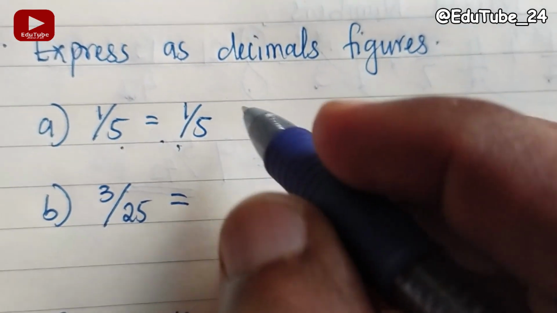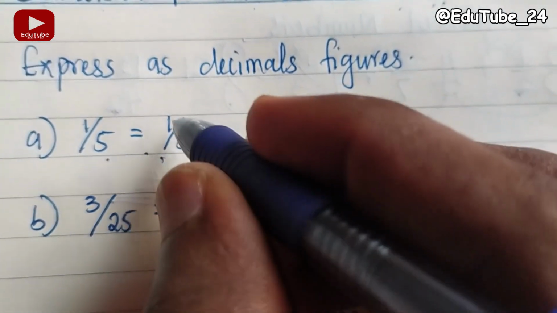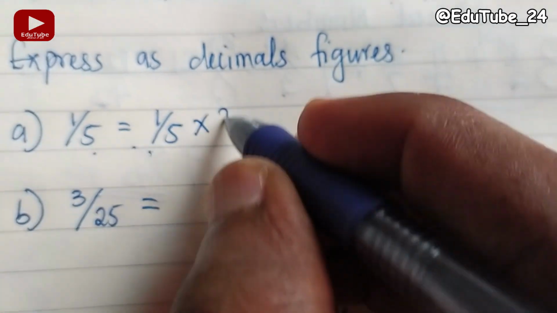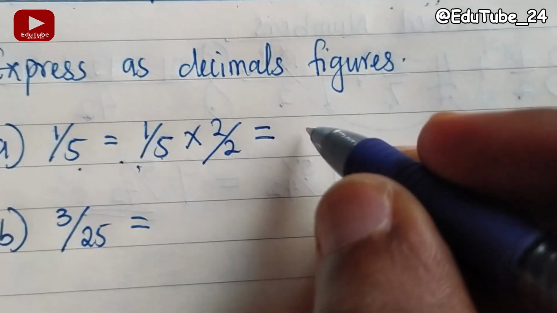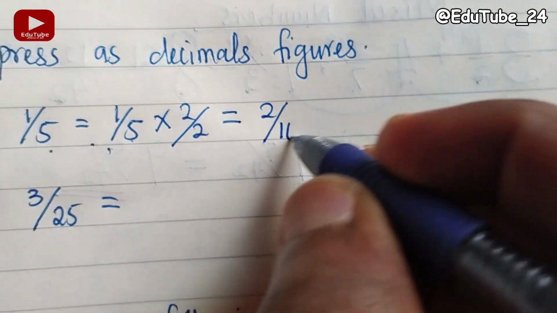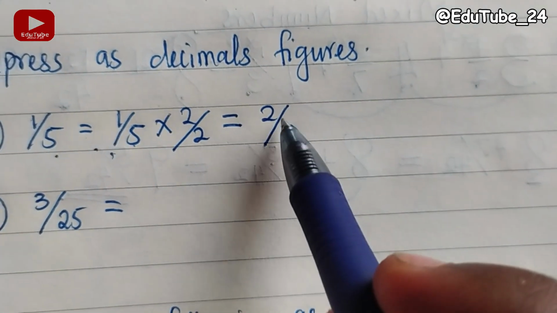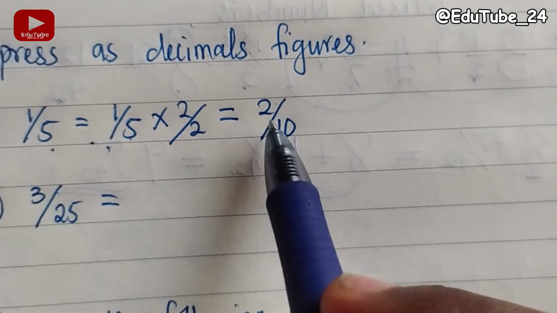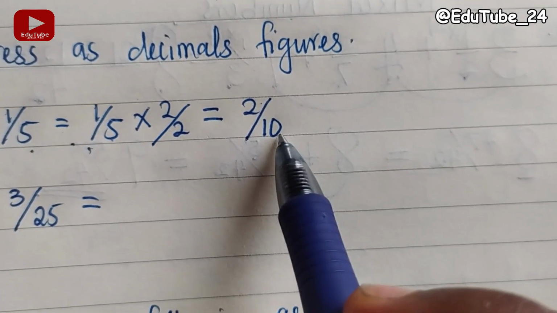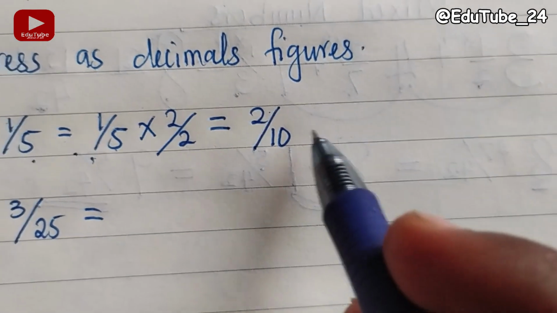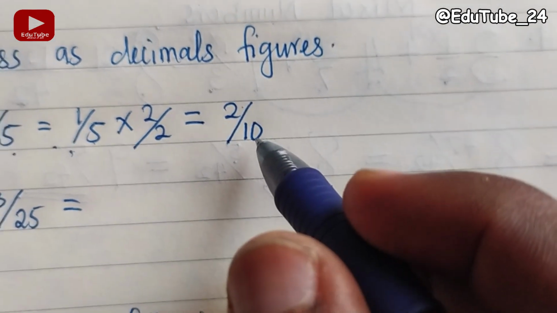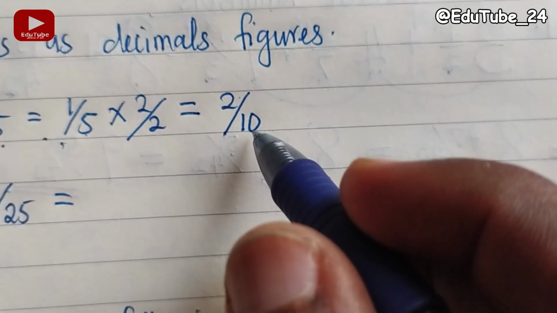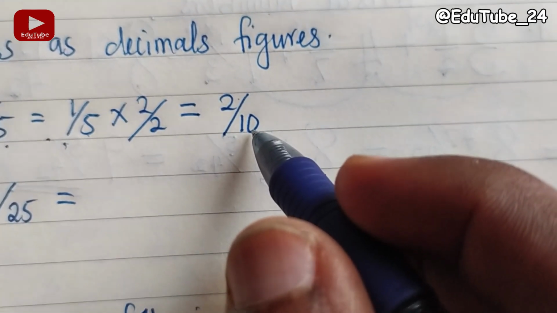So to use 2 as our common multiplier, we're basically going to say 1 times 2 over 5 times 2, and that will give us 2 out of 10. Now we have converted this fraction such that the denominator is now 10 or powers of 10. The next thing to convert it to decimal is to think of the number of zeros you have in the 10 or in the powers of 10.